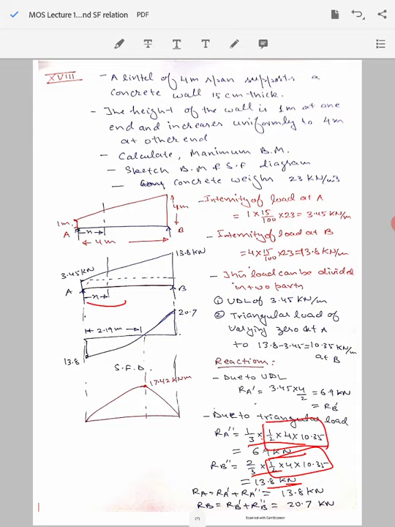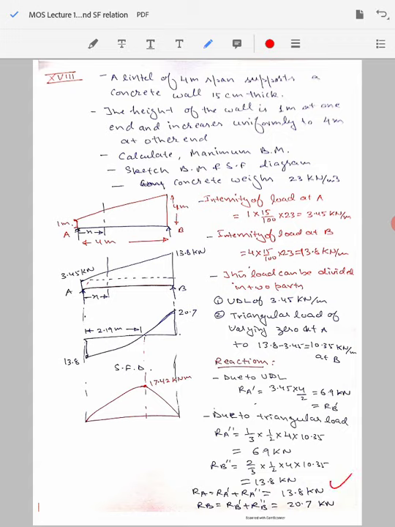Now we will sum these two reactions because of the uniformly distributed load and the triangular load. So the net reaction RA will be equal to RA dash plus RA double dash. So it gives us reaction at A as 13.8 kilonewton, reaction at B as 20.7 kilonewton.